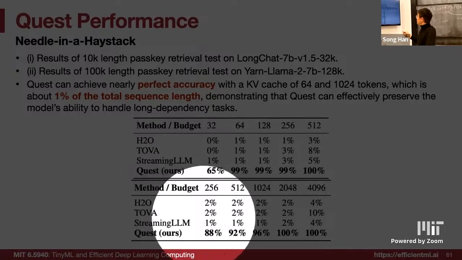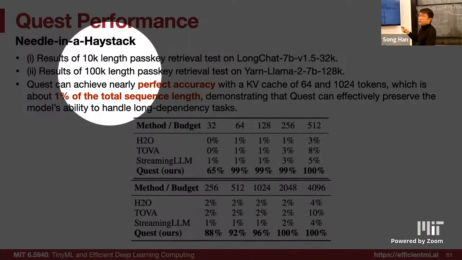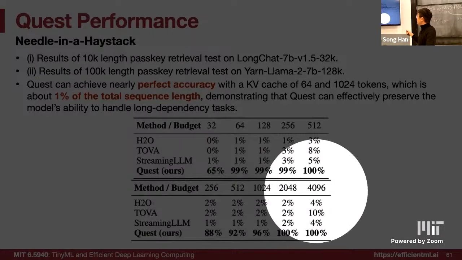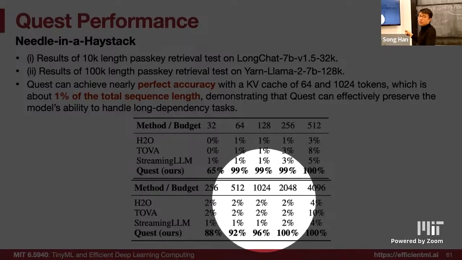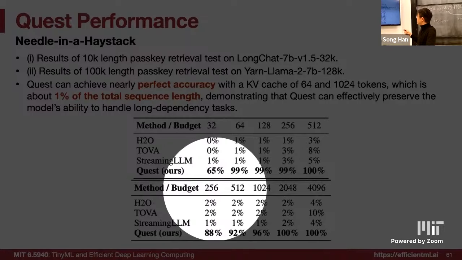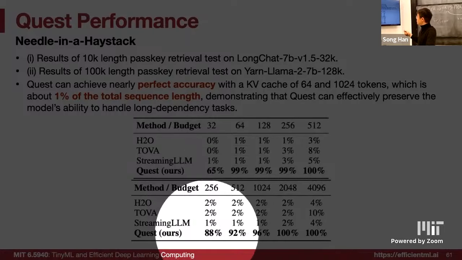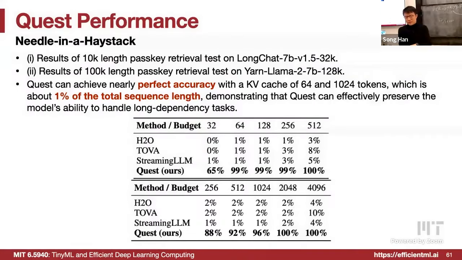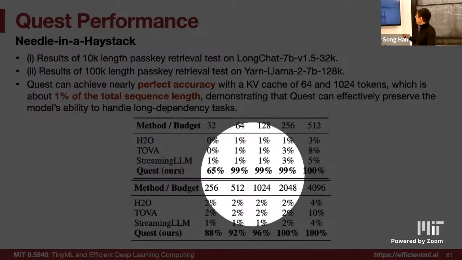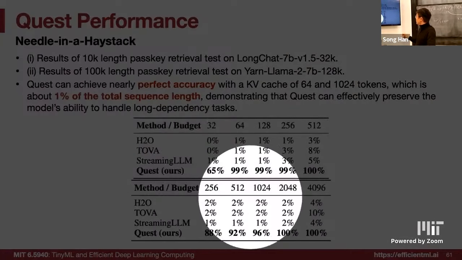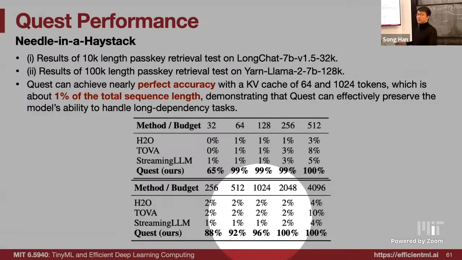And for 100K, a longer passkey retrieval, originally you need 100K, but now we give it only 4K. 4 over 100, that's a very small budget. You still have 100%, 2K still 100%, 1K slightly dropped to 96%, although the baselines almost go to 1%. And with 256 tokens, that's too low, we get 88% passkey retrieval accuracy. So 4K out of 100K is roughly 4%, and 1K over 100K is roughly 1%. You still get 96% accuracy.